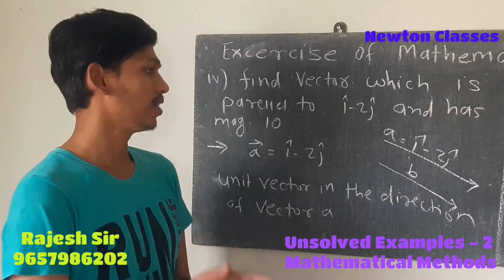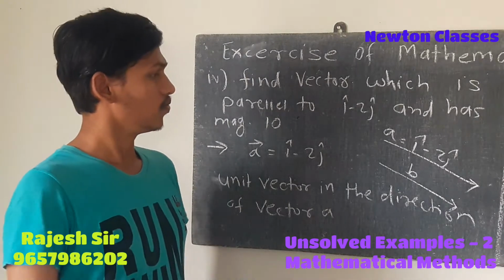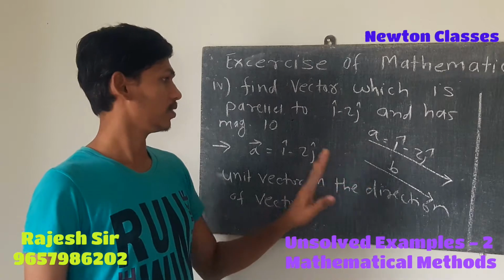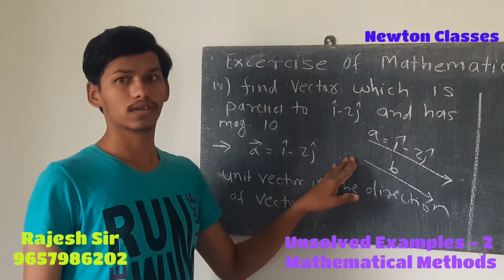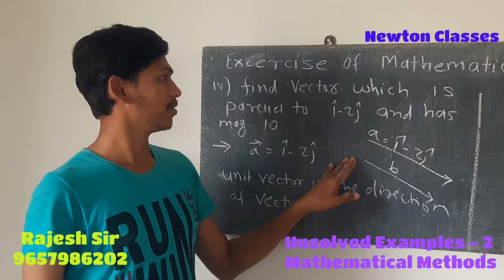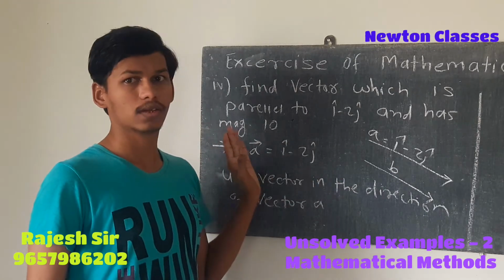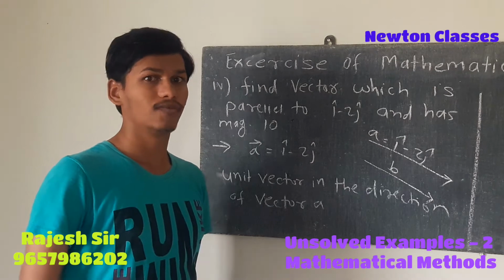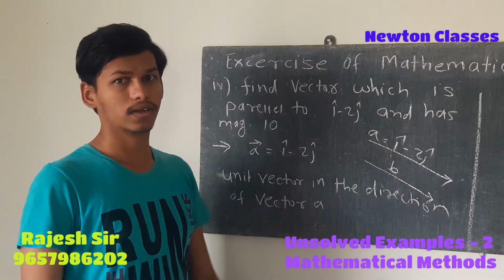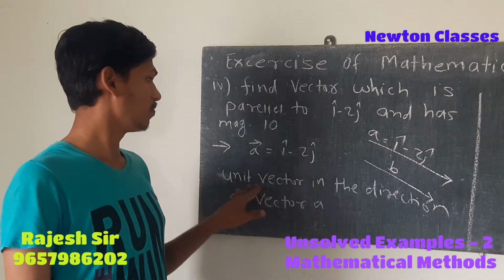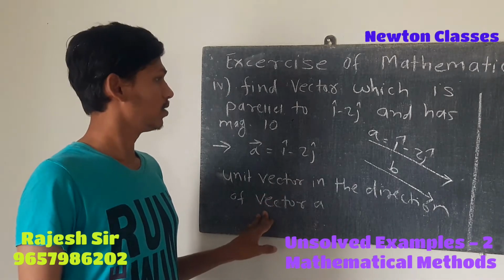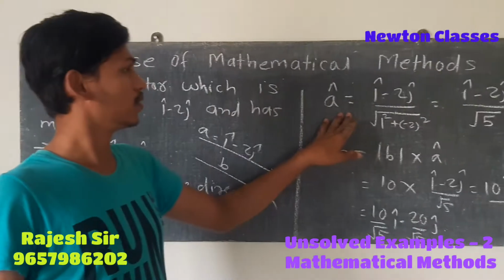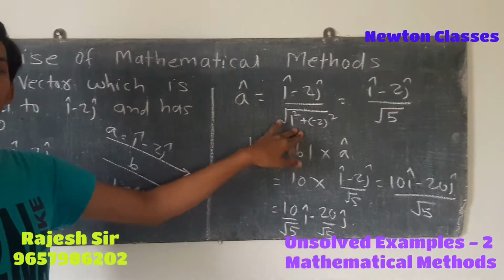Then first we can find the vector which is in the direction of the given vector. That is the unit vector, and we have to calculate the vector which has magnitude 10. Then we can multiply that vector by 10, and we will get our required vector. So first calculate the unit vector in the direction of vector A, which can be calculated by A cap is equal to the given vector divided by its magnitude.